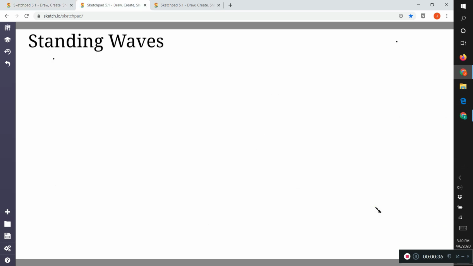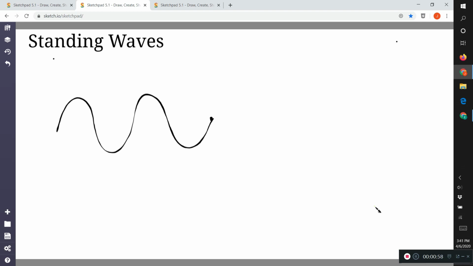Our next concept is standing waves. And you can create a standing wave in your house. All you have to do is find something to attach a string or a spring to and shake it. And it will shake until it hits an object, and then it will kind of reverberate back upon itself.